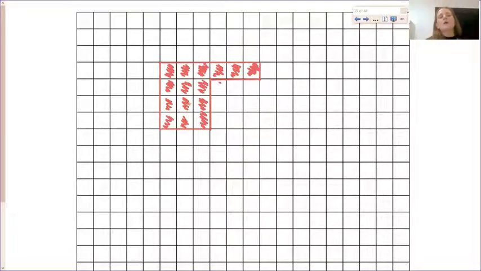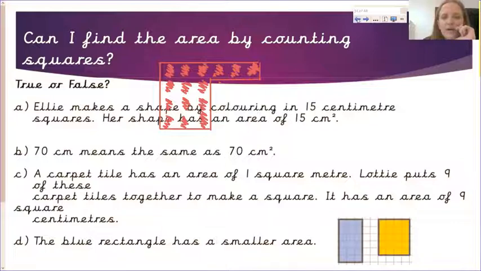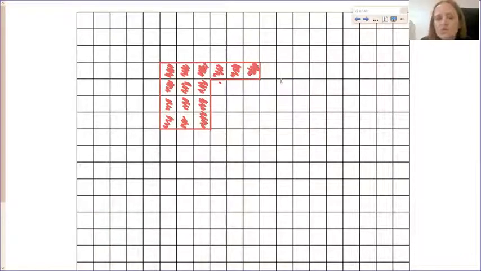Okay, so the question says, Ellie makes a shape by coloring in 15 centimeter squares. Her shape has an area of 15 centimeters squared. So what do you think that will be? Bearing in mind that we've got 15 1 centimeter squares colored in. So she has got 15 squares, and that equals, right, so is that answer true or false?